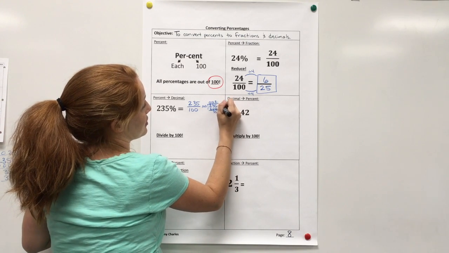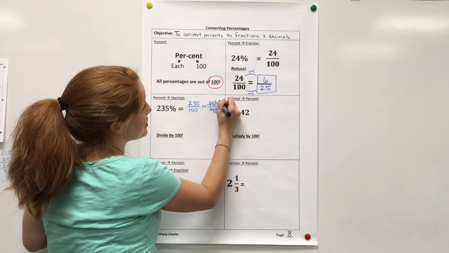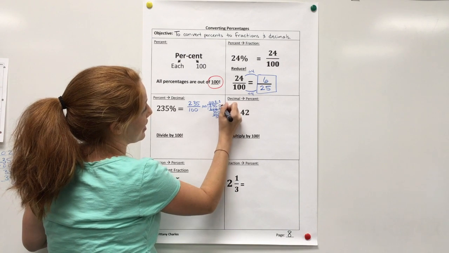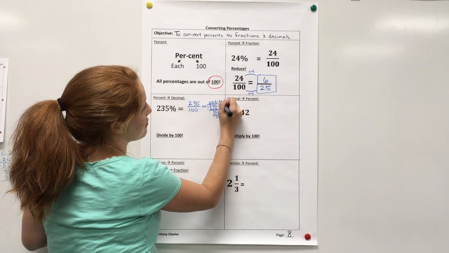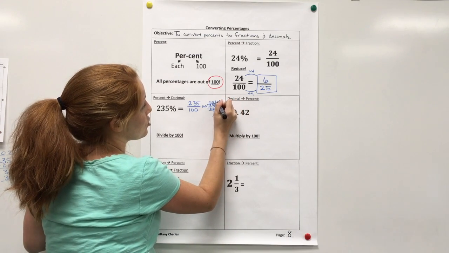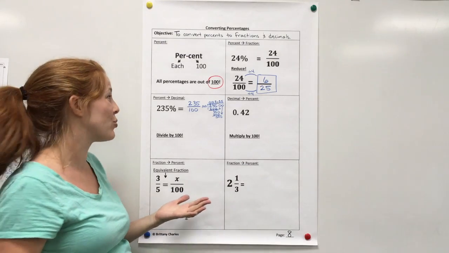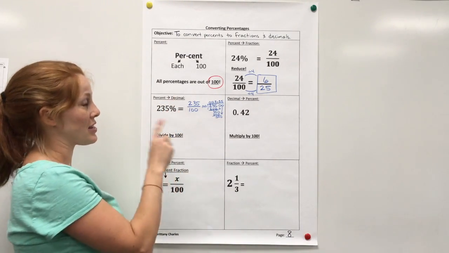I add a decimal and a zero. 100 goes into 353 times. I add another zero, and 100 goes into 505 times. So 2.35. Well, there's actually a really cool trick to doing this, and it's about moving the decimal.